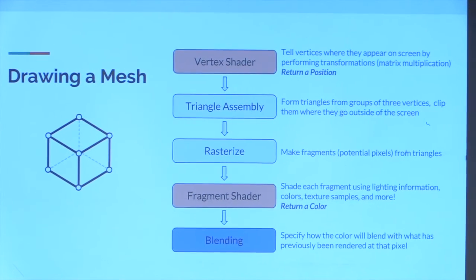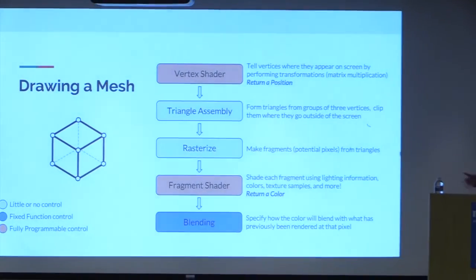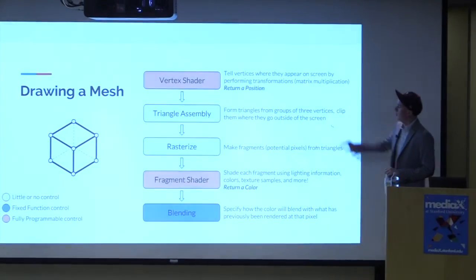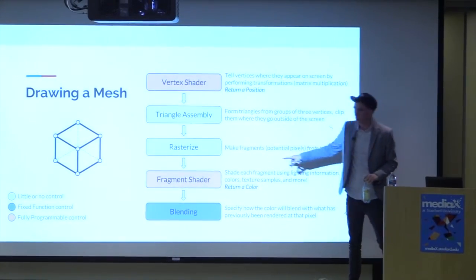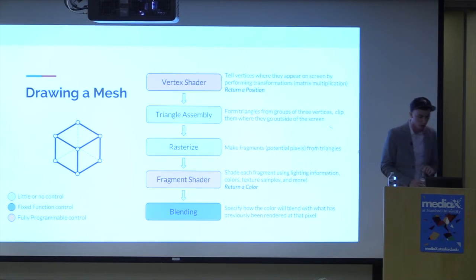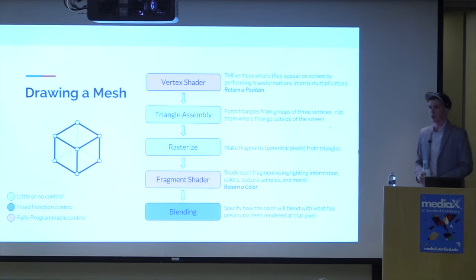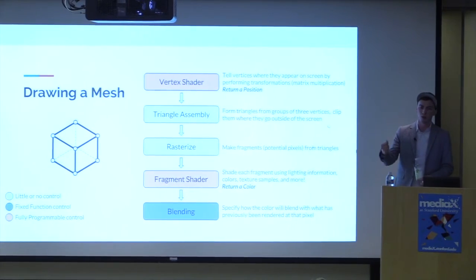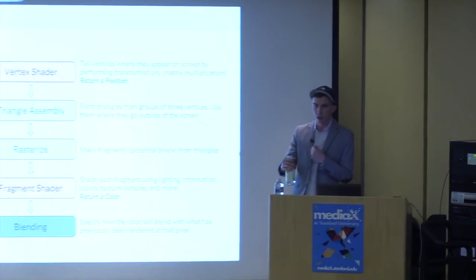And finally, we've got blending. You can see it's blue there. I've got it as blue because it's got some control. We don't have no control over it like these gray steps, but we don't have full programmatic control like we do the orange steps. We can basically do things like say, okay, if the pixel below us was this color and the pixel we're returning is this color, just add those two together, and that's about the granularity of control you have.